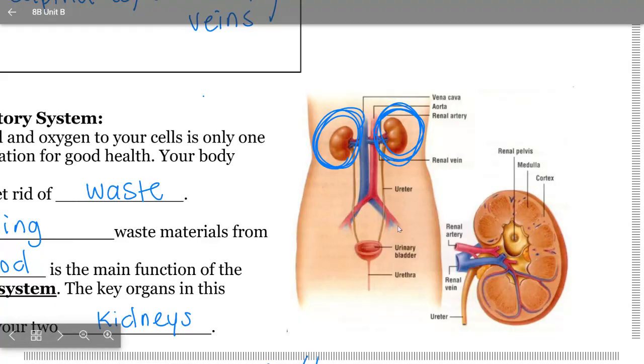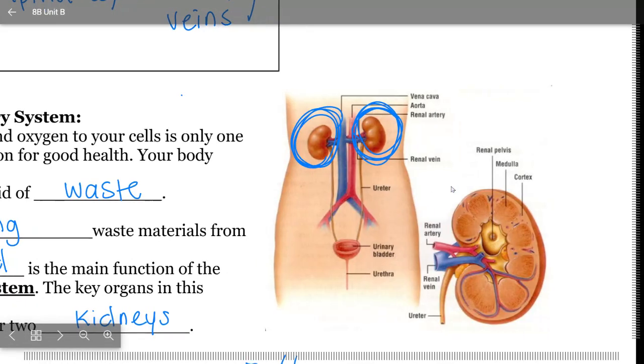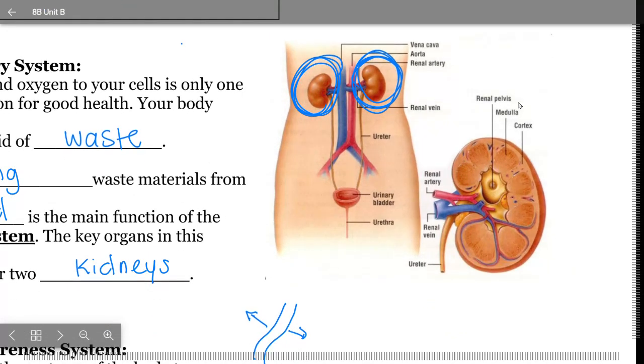These little veins and arteries here, they're the iliac artery and the iliac vein. You don't have to really know them. So the kidney itself is really important. It has the renal pelvis, the medulla, the cortex, the renal artery, the renal vein, the ureter.